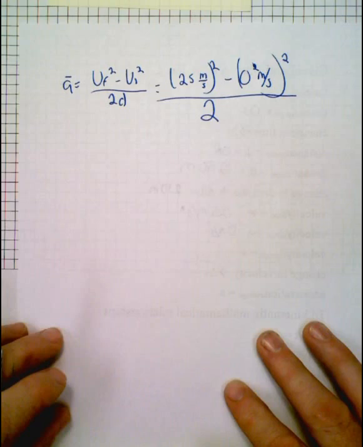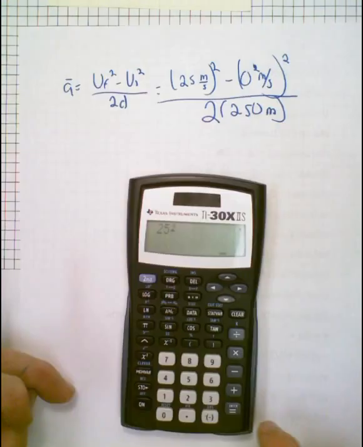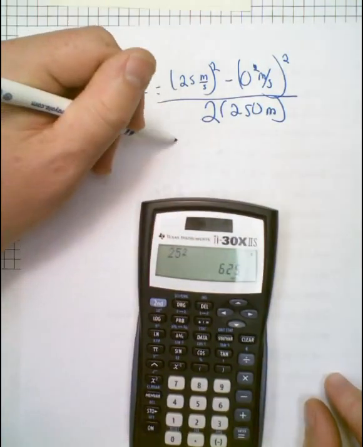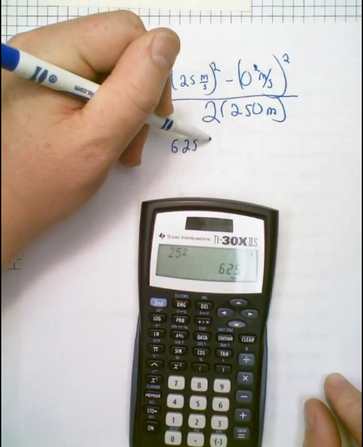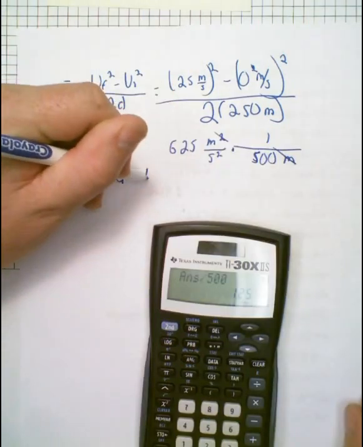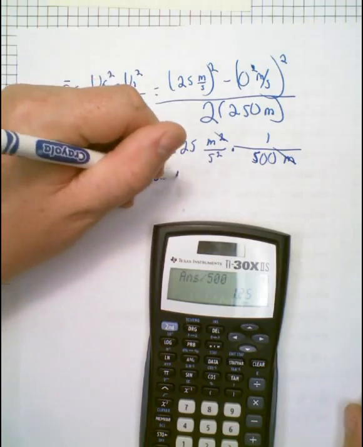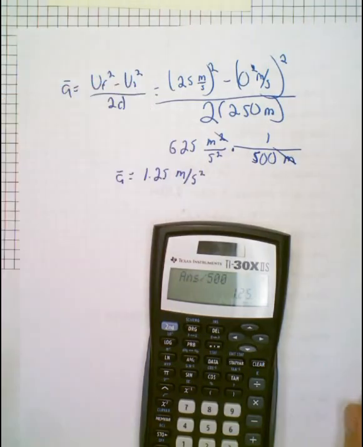Pull up the calculator. Should be 625, but let's double check. 25 squared, 625 meters squared per second squared, basically times 1 over 500 meters. That way I can see the cancellations. Divide by 500, and this tells me that my average acceleration is 1.25 meters per second squared.